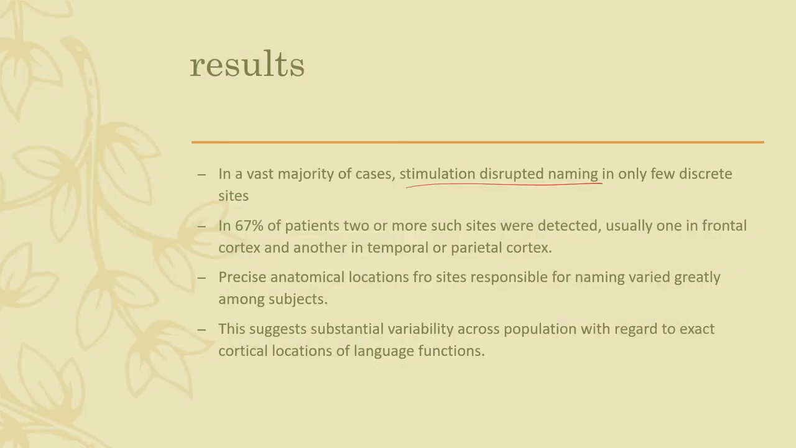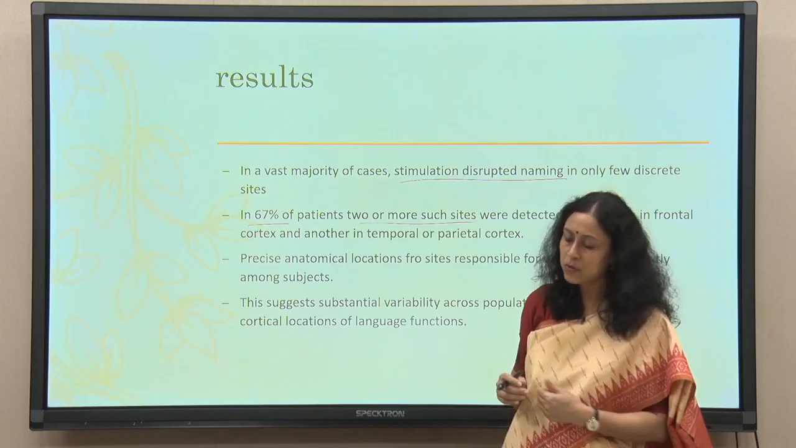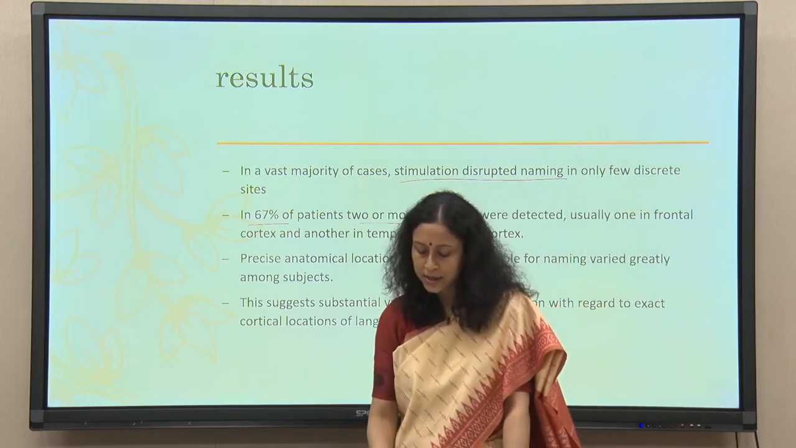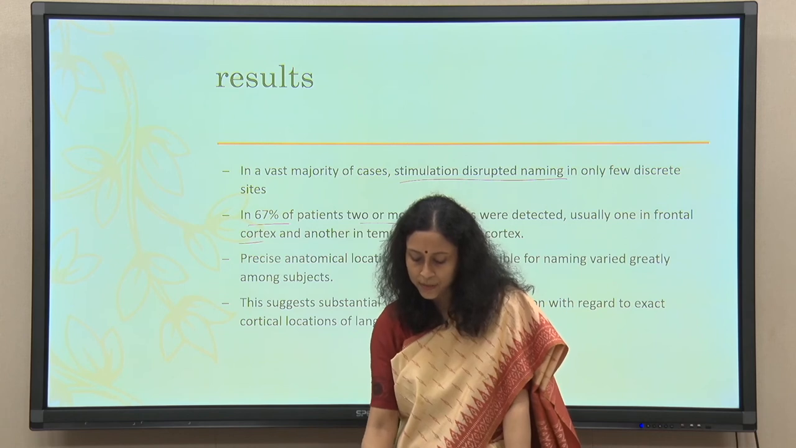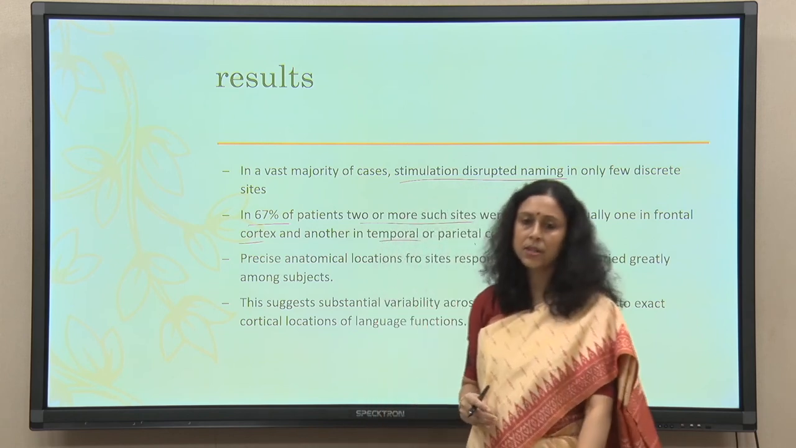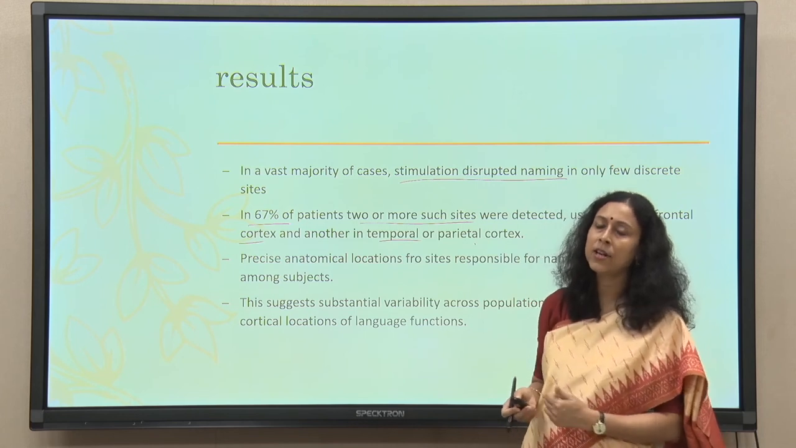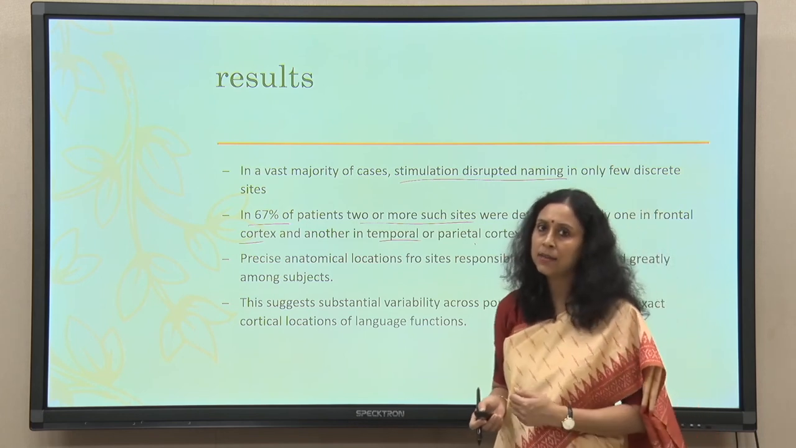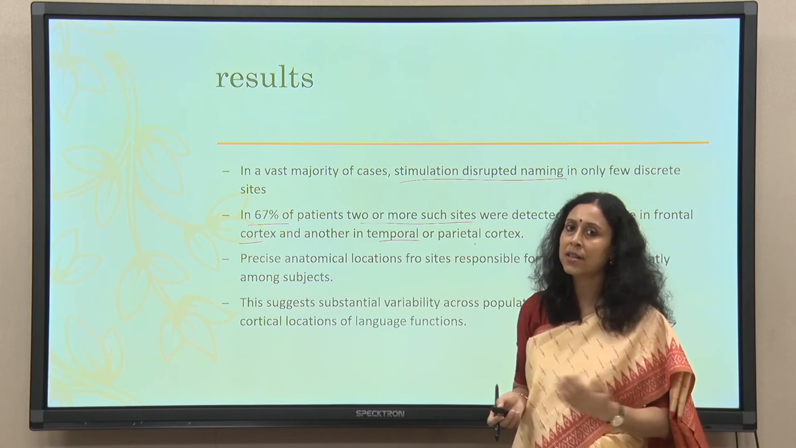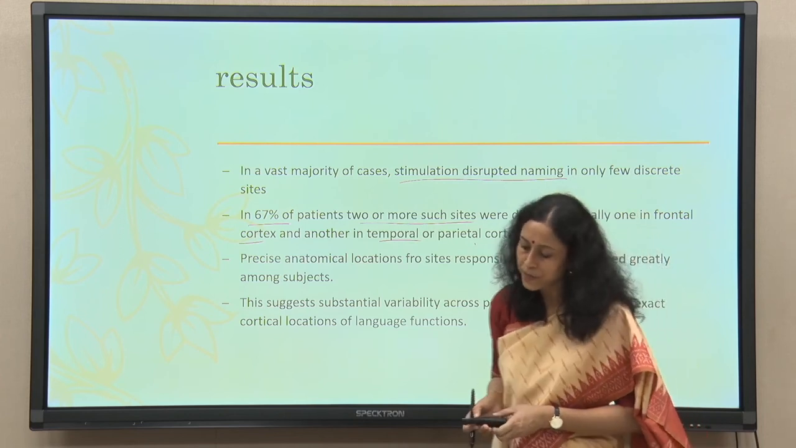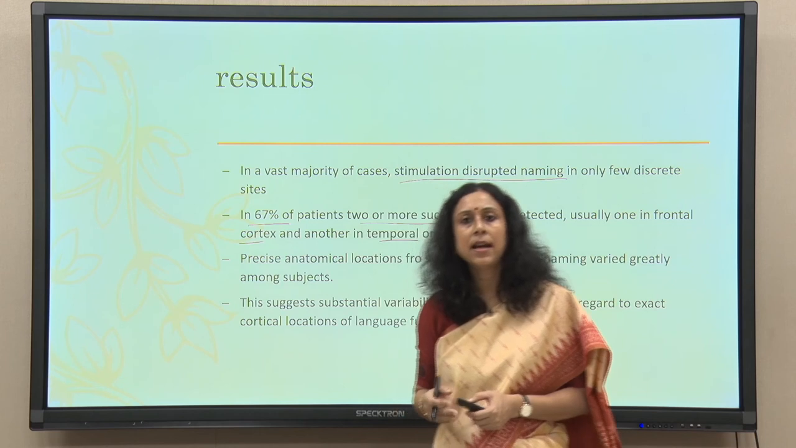But in 67% of patients, two or more such sites were detected. There were two or more sites, not only one site, for naming: one in the frontal cortex and one in the temporal or parietal cortex. Basically, what they found was that there is not one area but more than one area in the brain responsible for naming, and also that there were inter-subject differences. There was a lot of variability across subjects.